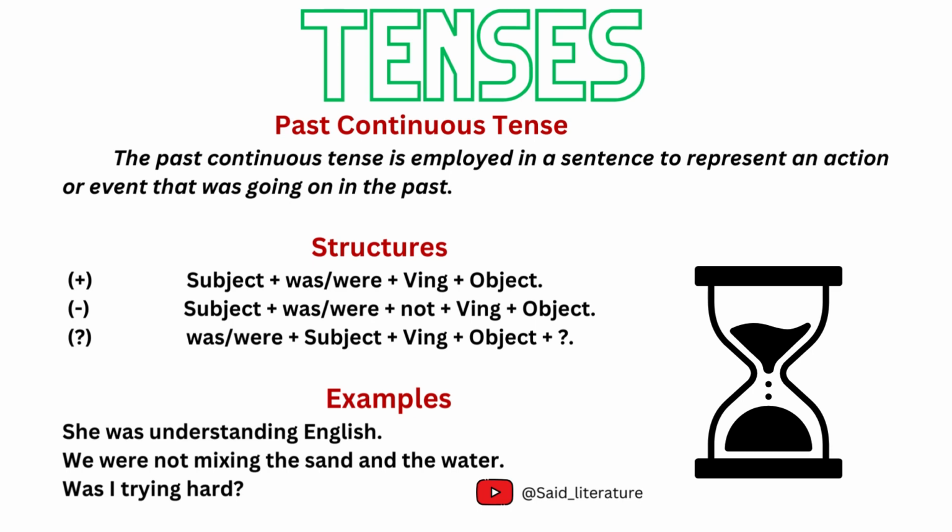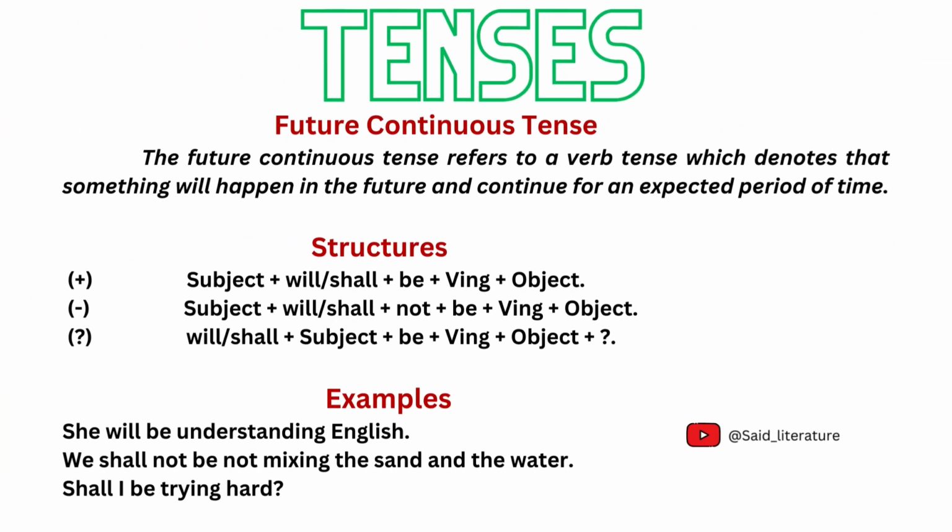For example, she was understanding English. We were not mixing the sand and the water. Was I trying hard? Next is future continuous tense. The future continuous tense refers to a verb tense which denotes that something will happen in the future and continue for an expected period of time.